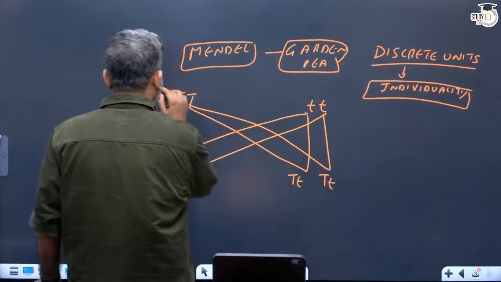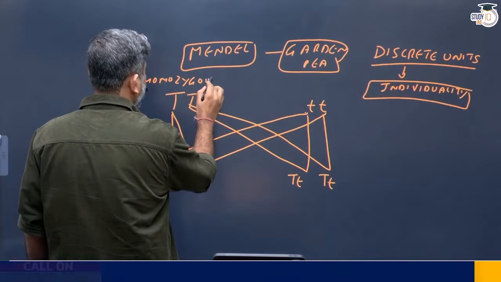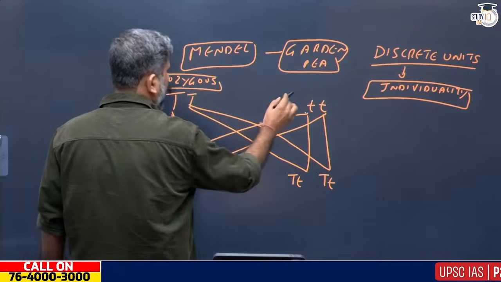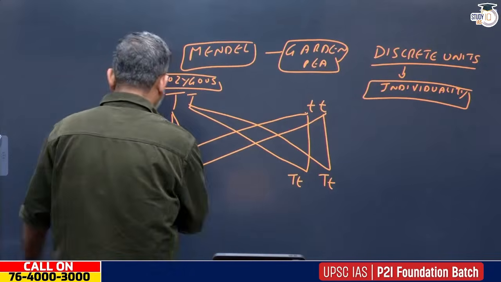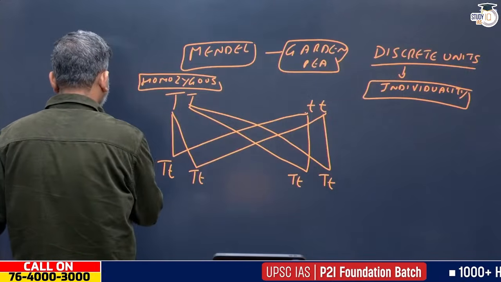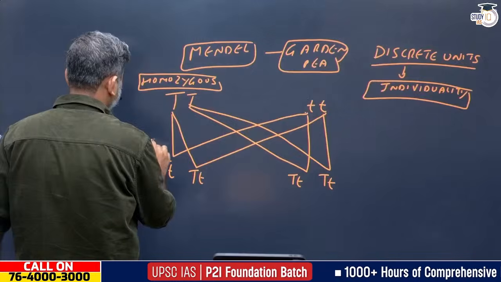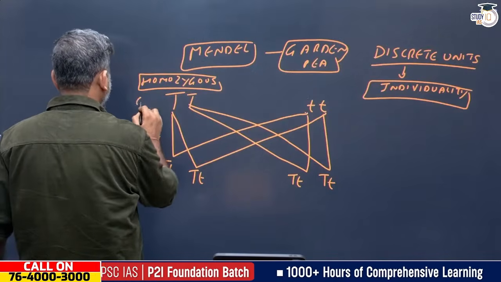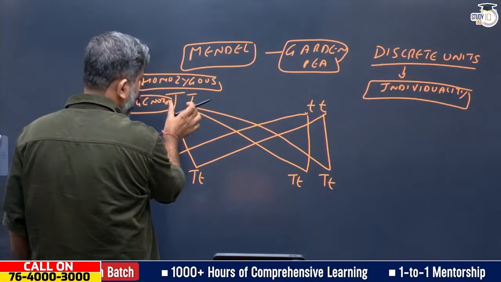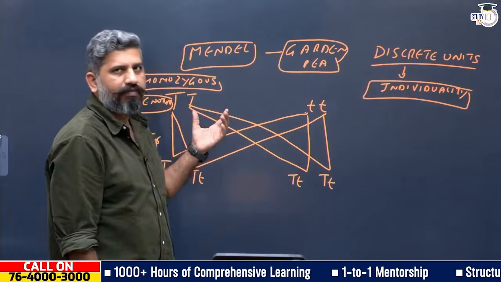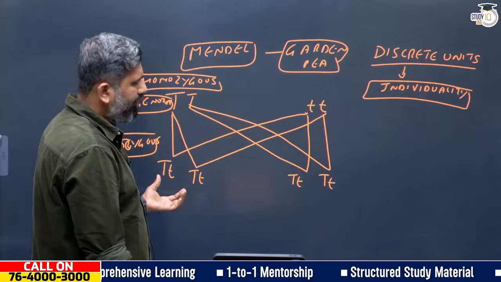Meaning, if the parents are homozygous, right? Both of them are homozygous. The first generation will be what? Heterozygous. First generation will have heterozygosity. Heterozygous, which is what? Which is the genotype. Genotype meaning the composition of this particular unit is what? It is of same type. It is called as what? Homozygous, while here it is heterozygous.